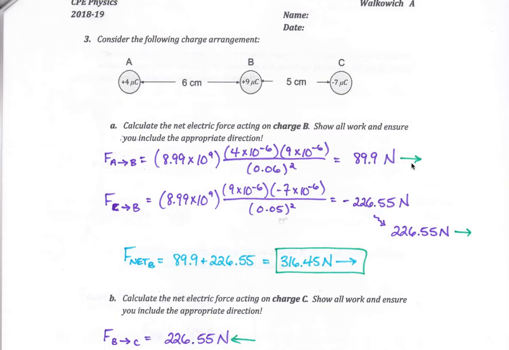Both of these arrows point to the right, therefore they go in the same direction. So the total force acting on B will be this rightward force added to this rightward force, which gives me a total of 316.45 newtons directed to the right.